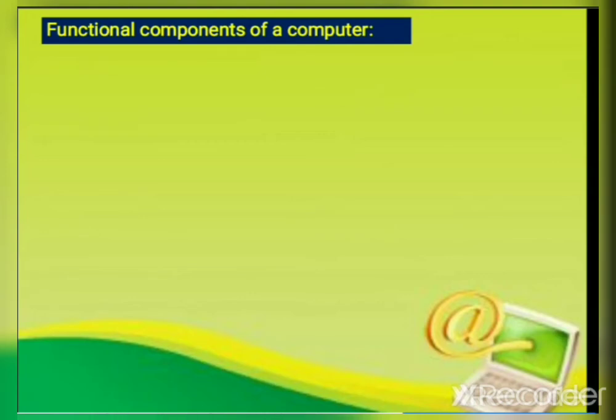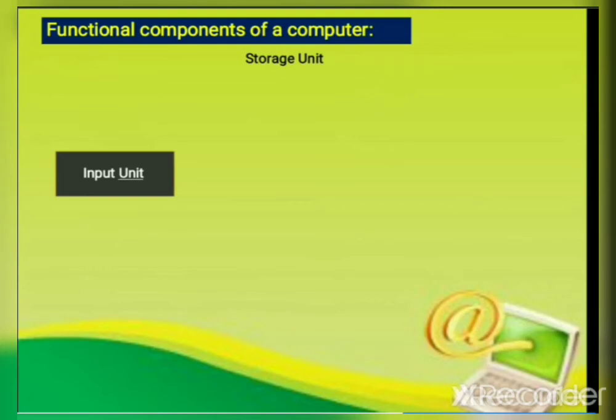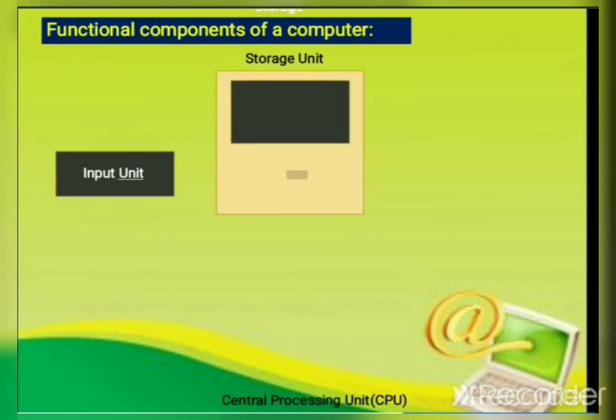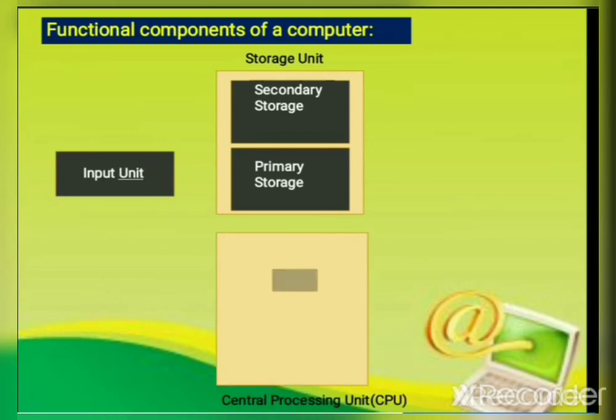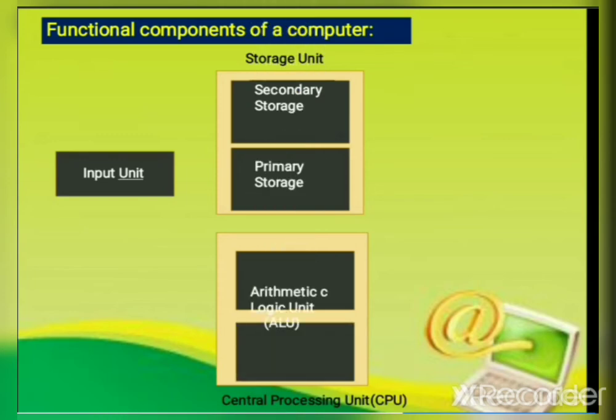Let me explain these functional components of computer in brief. As I told you earlier, there are 4 major components in a computer: input unit, a storage unit which has 2 types, primary storage and secondary storage, and we have the central processing unit which has 2 subunits, the arithmetic logic unit or ALU, and the control unit, CU. We also have an output unit.